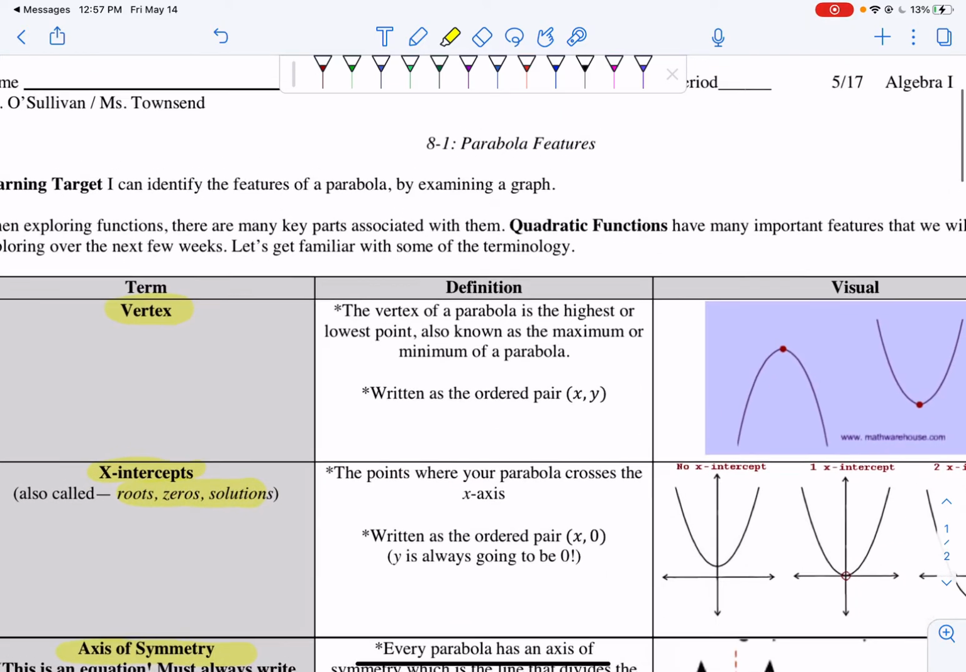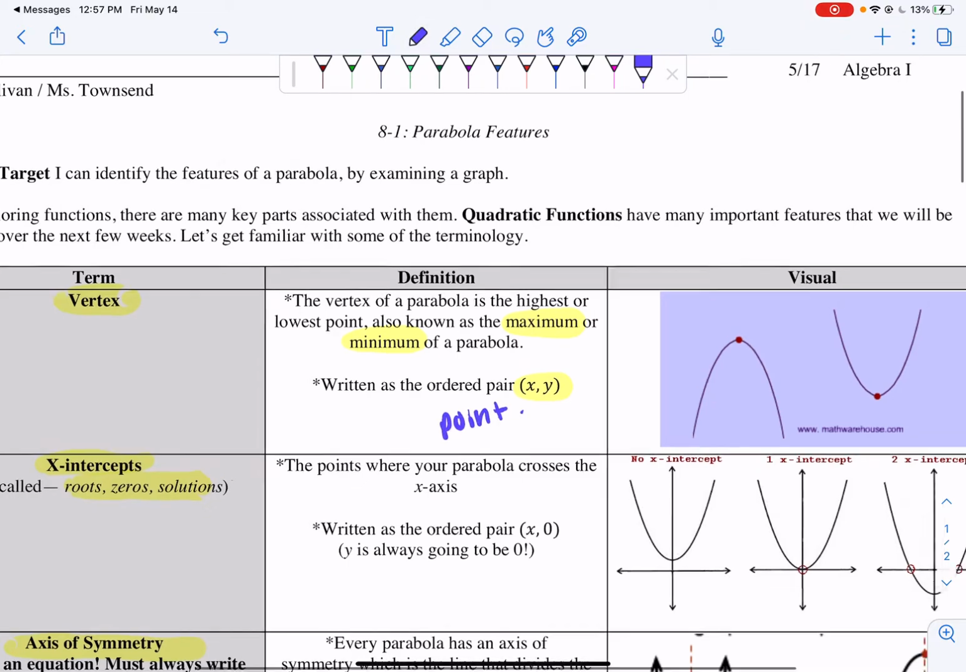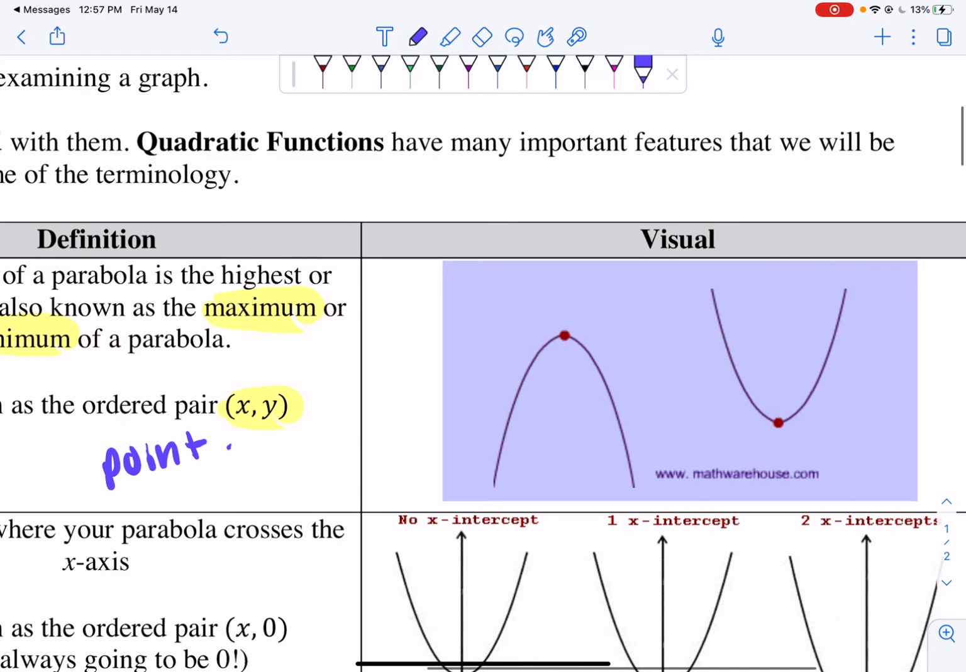The vertex of a parabola is the highest or lowest point. It's also known as the maximum or minimum of a parabola. Depending on the way your parabola is drawn, you will have either a max or a min. It is always written as the ordered pair (x, y). So your vertex is a point. If I look here, here's my vertex, and this is my vertex.